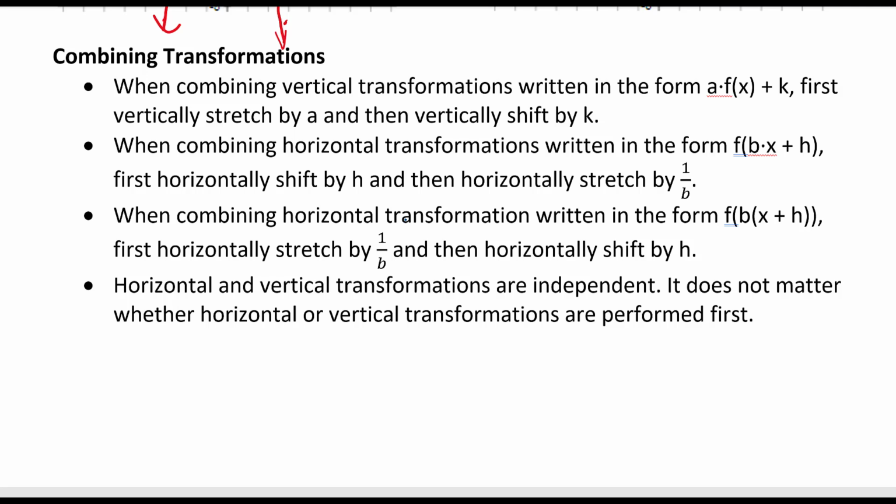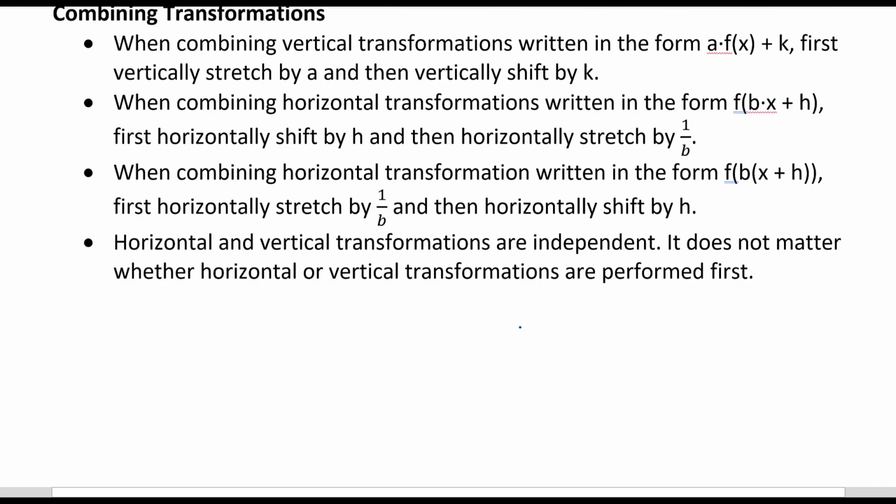When combining horizontal transformations written in the form f of b of x plus h, first horizontally stretch by 1 over b, then horizontally shift by h. And horizontal and vertical transformations are independent. It does not matter whether horizontal or vertical transformations are performed first.